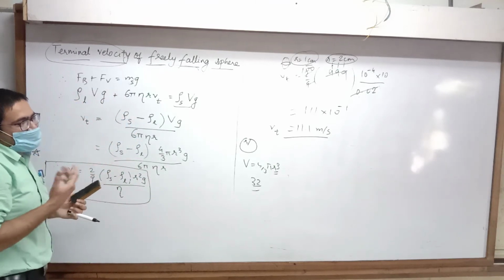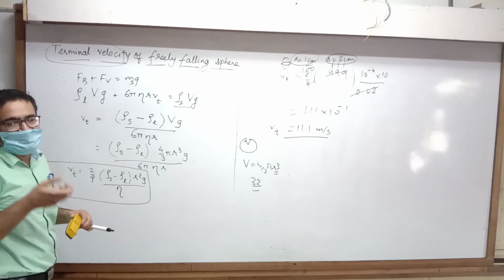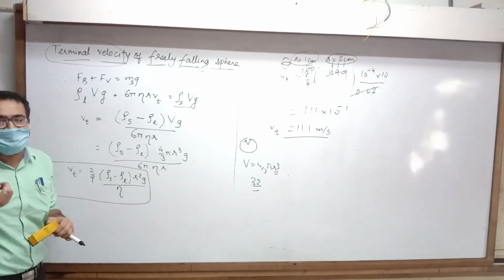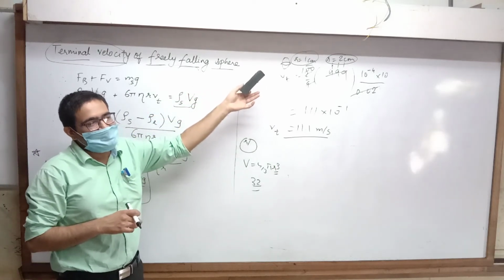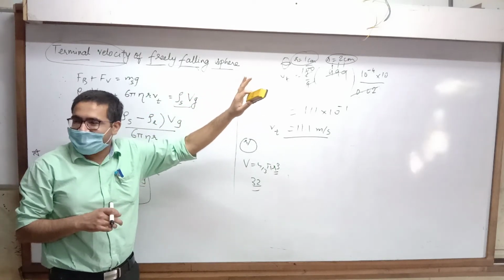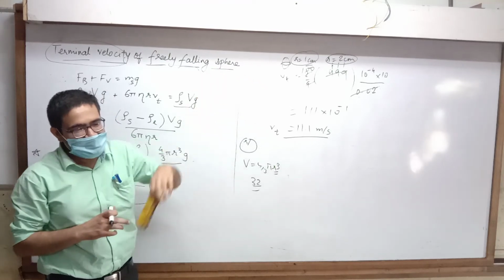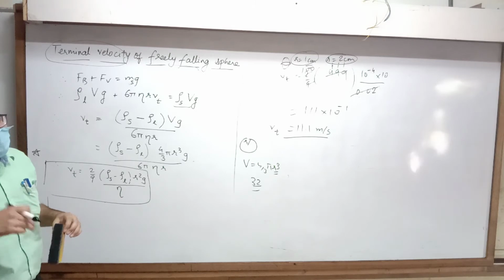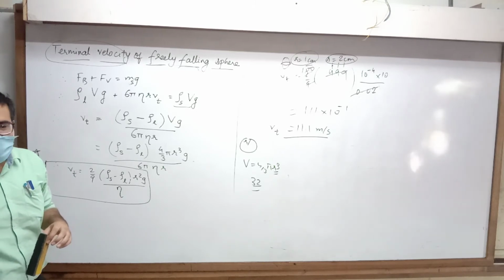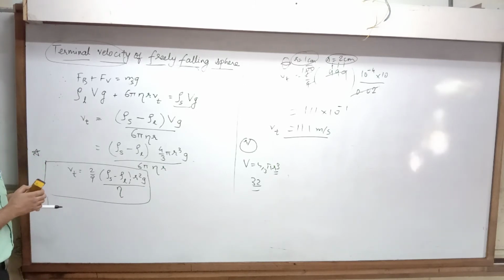And very soon it can become very drastic. That's why people often get badly hurt when there are hailstorms. Going from 1 to 2 makes this much difference. If you go from 2 to 3, it becomes a dangerous situation, 27. Okay. It will become 81 times. Fine. So that's about the terminal velocity of a freely falling sphere.